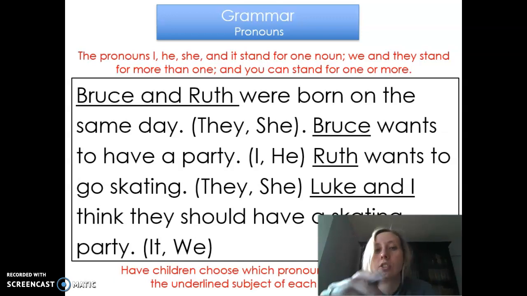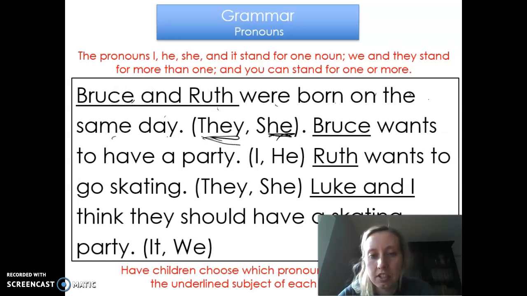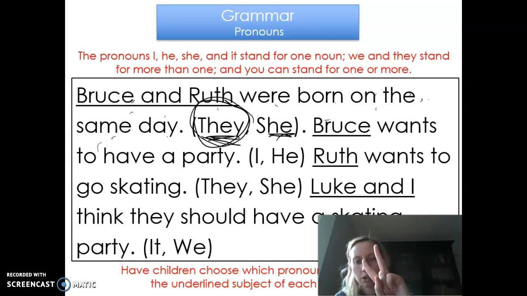So let's look at this. Pronouns take the place of nouns. So we have Bruce and Ruth were born on the same day. Would we say they or she? Well, let's plug it in. They were born on the same day. Does that one make sense? Let's try she. She were born on the same day. There's more than one, so it would be they. Two or more is they.